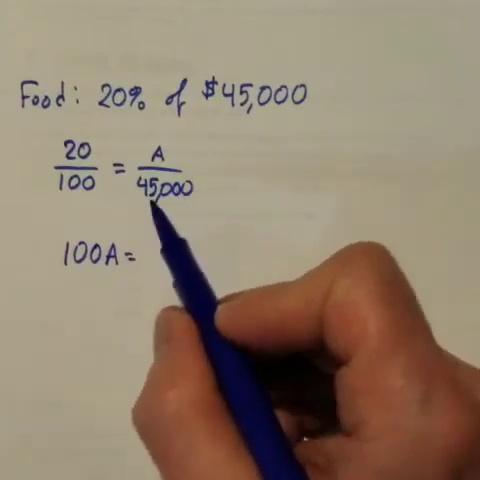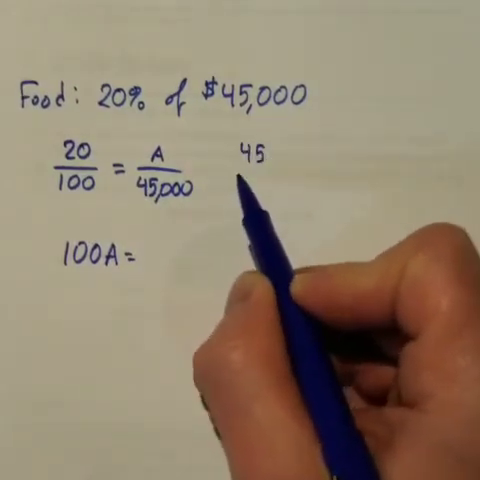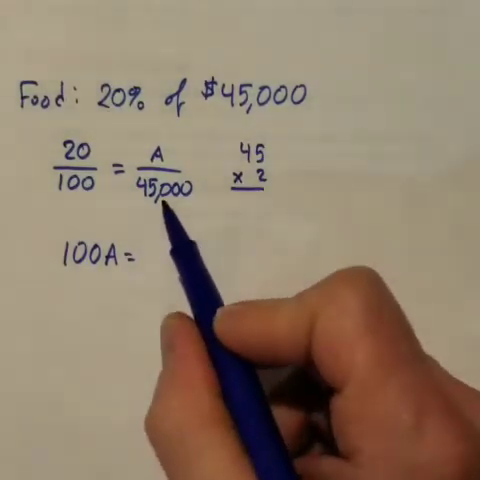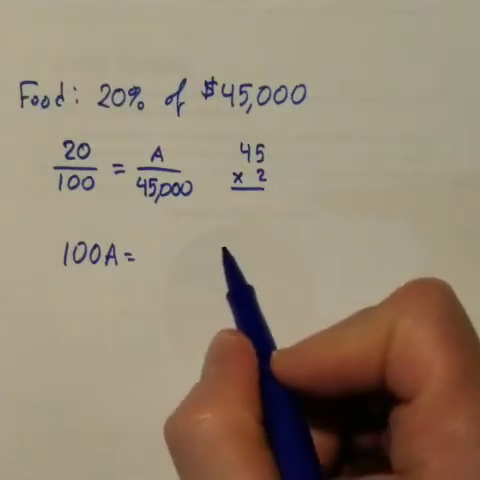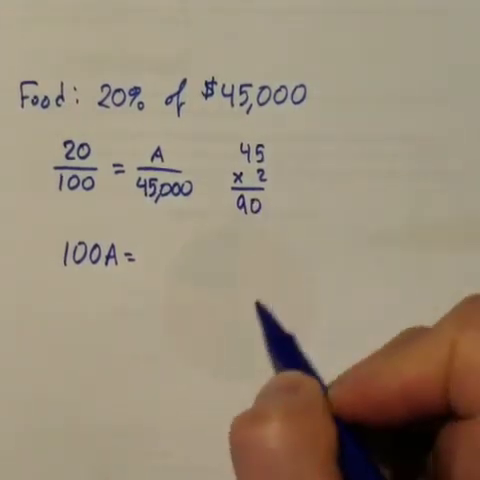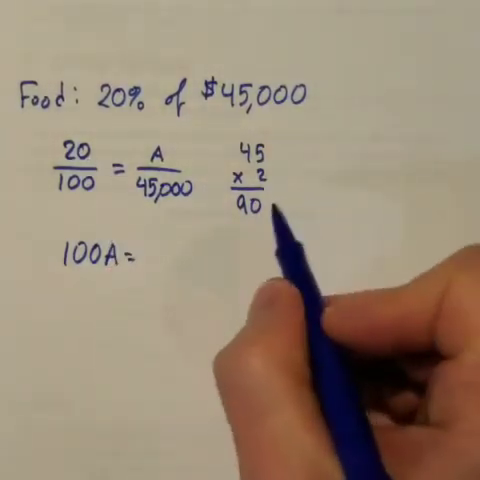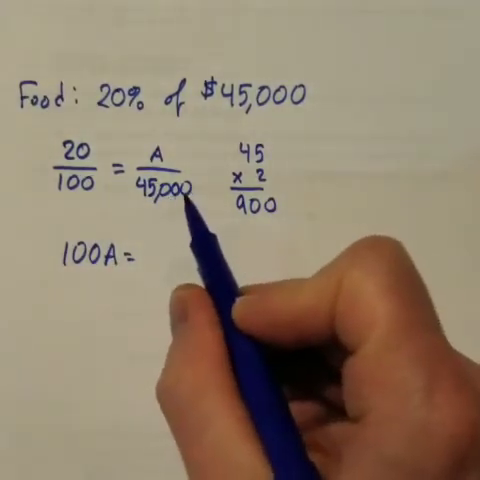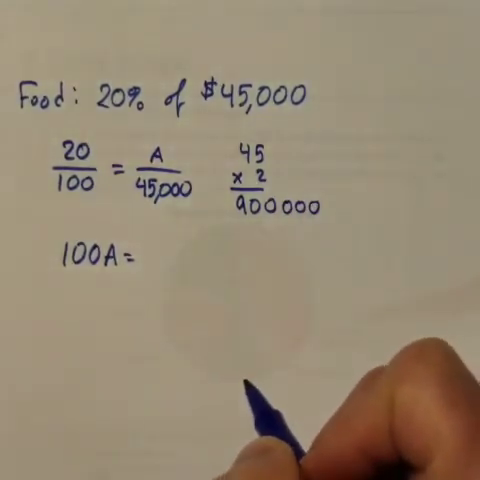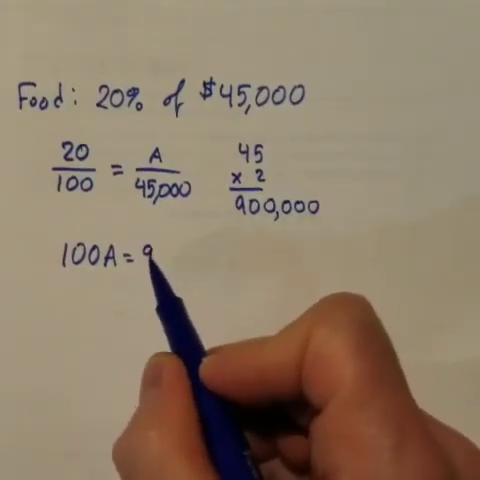I gotta write this out. Actually, we could do this very simply. I'm going to just take 45 times 2. Remember, when we've done these larger numbers before, we've just ignored the zeros. Do 45 times 2. That's going to be 90. And then you tack on all the zeros. So you get 1 zero from the 20 and 3 more from the 45,000. Okay? And what that ends up with is 900,000.